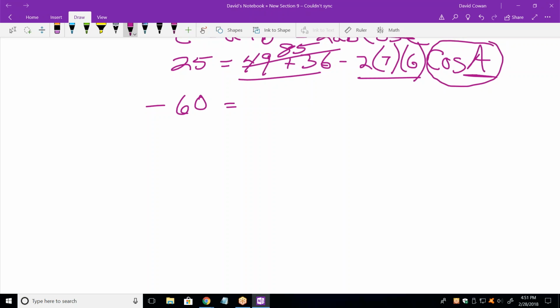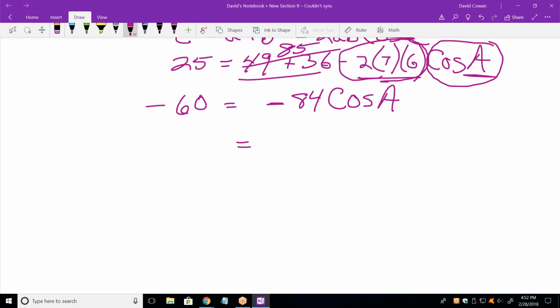And then 2 times 7 times 6 is 84. Minus 84. In other words, that's what that is, minus 84. 2 times 7 is 14, times 6 is 84. And then times cosine A. Okay, next step, we have to divide negative 84 from both sides.